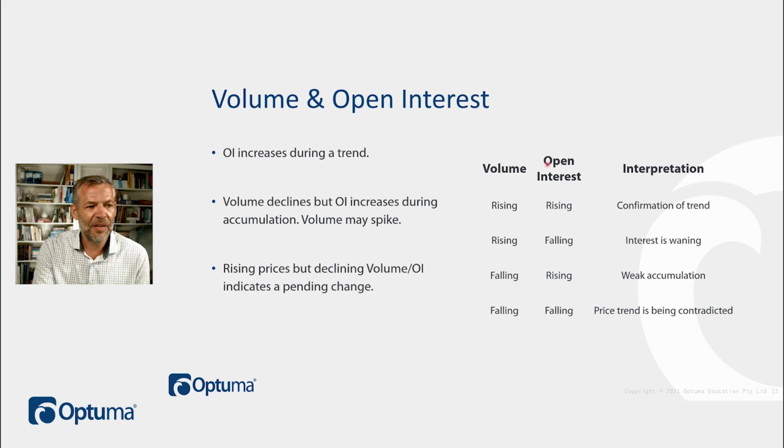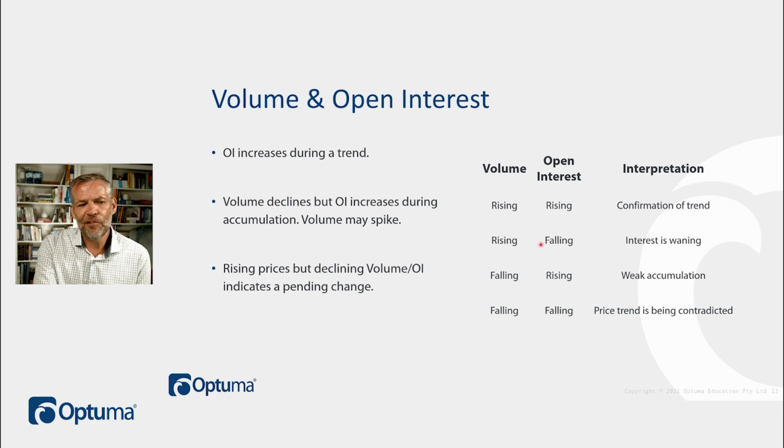So again, we have a table here for volume, open interest, and how we interpret that. Just memorize this stuff. So rising volume, rising open interest is confirmation of the trend, and we'd expect it to continue. Rising volume and falling open interest means that the interest is waning, and we would expect a change in trend at some point.